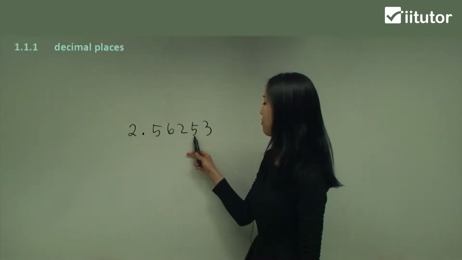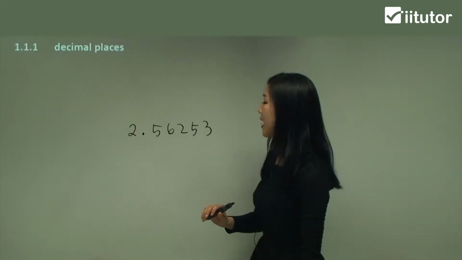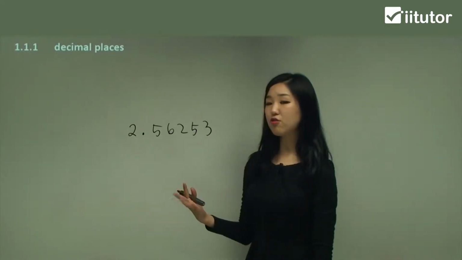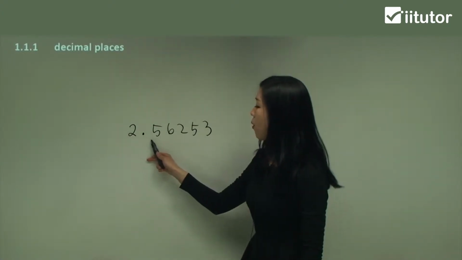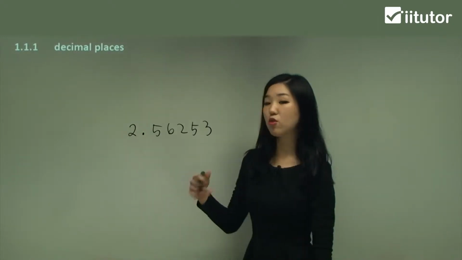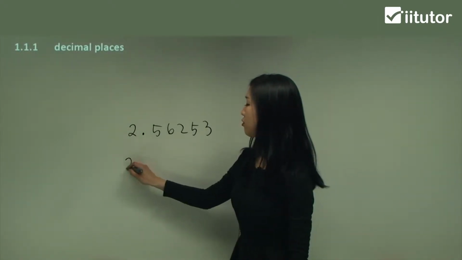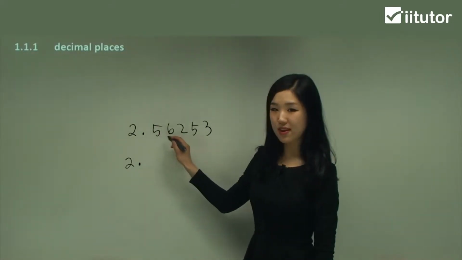1, 2, 3, 4, 5. Okay, so there are 5 numbers after the decimal point. Now, if I tell you to round it to 1 decimal place, you only look at the number 1 after the decimal point, so 5. So if I round it to 1 decimal place, it would be 2.5, but you have to always look at the next number.